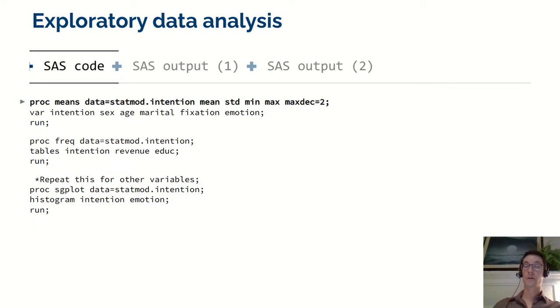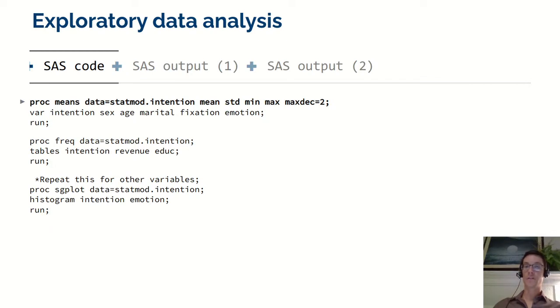So here I've requested mean, standard deviation, minimum, maximum, and I've restricted the number of significant digits. There's no point in having 8 digits for discrete variables, for example. This is the procedure means. I'm taking the data from the StatMod library, which you can access by either exporting the path to my particular folder in SAS on demand, or by creating your own StatMod library and putting the intention database there.